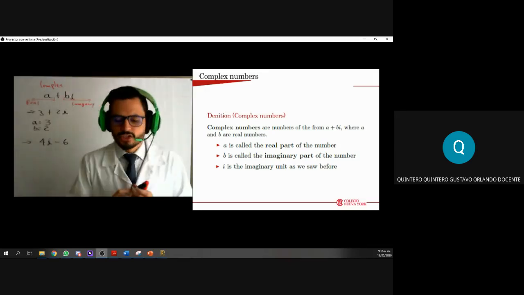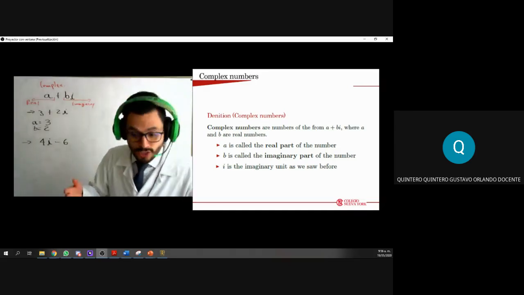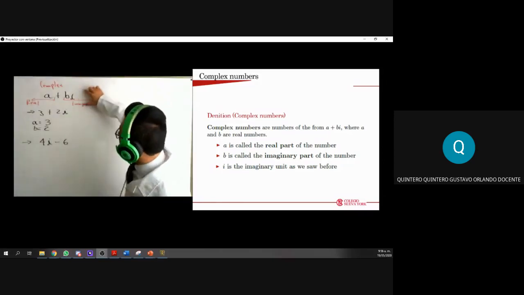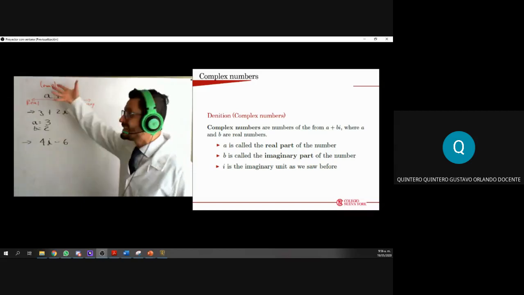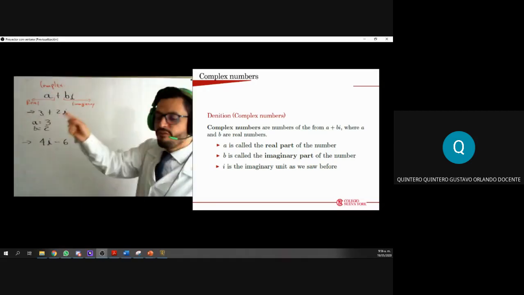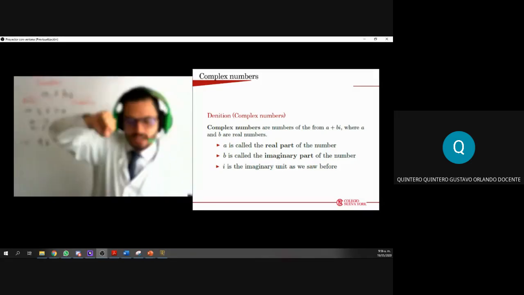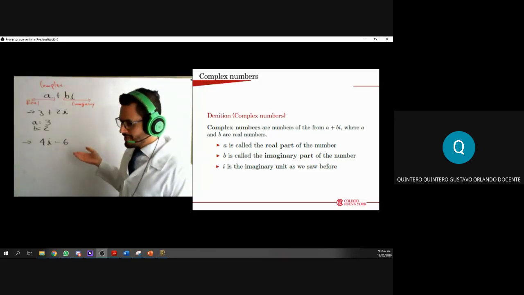Before we jump into knowing if it is or not, we need to know how we know if it is or not. Simple. If it is in this form, a real part and an imaginary part, if it has that configuration, it is a complex number. If it doesn't have that configuration, it is not a complex number. So is it a complex number or not?